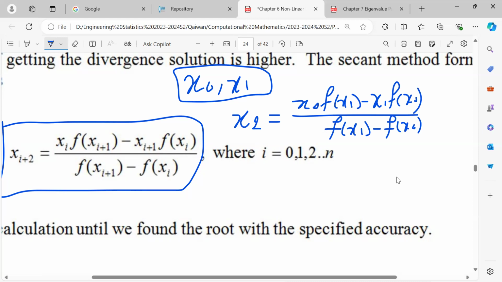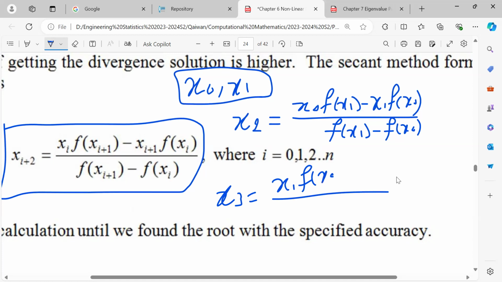After finding x2, we find x3. For finding x3, as I said, we always take the last 2 values of x. Here we have x1 and x2. The last 2 values of x are x1 and x2. We use x1 and x2 for finding x3. To find x3, it equals x1 f(x2) minus x2 f(x1), divided by f(x2) minus f(x1).